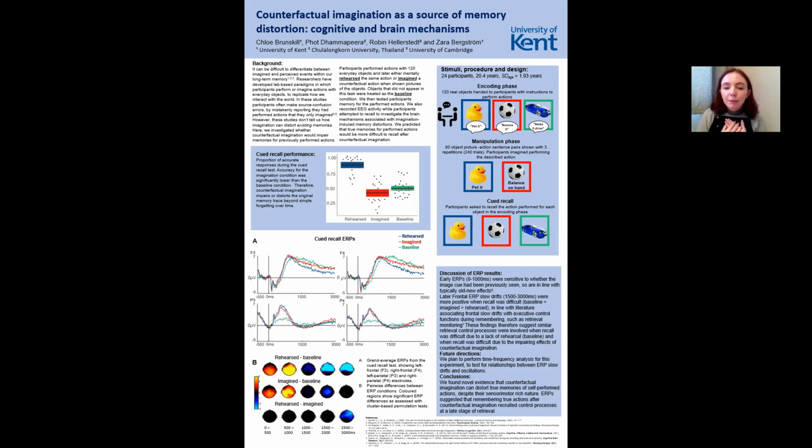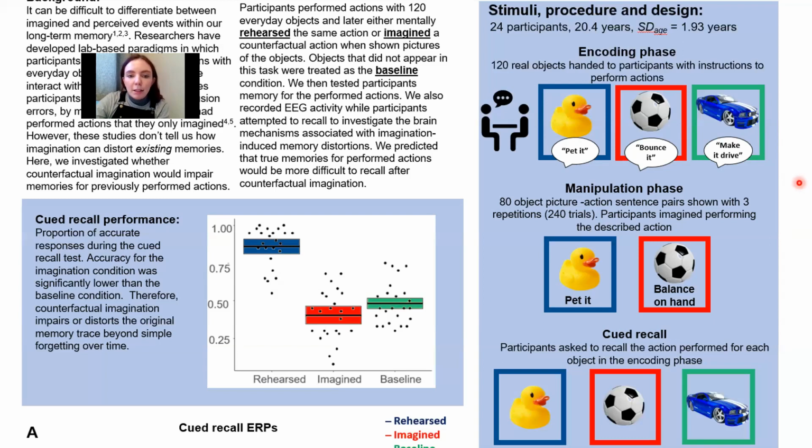aim of our research. Our paradigm uses real object action interactions as we think it's really important to replicate how we interact with the world within the lab. We also use EEG to understand the retrieval processes involved when trying to remember a true memory that has an association with a competing imagined event. This experiment was split across 2 sessions.